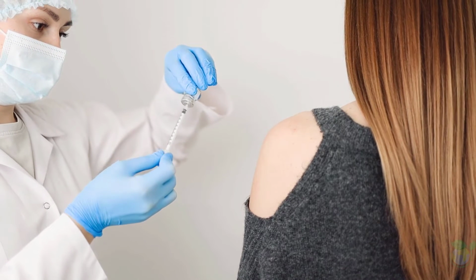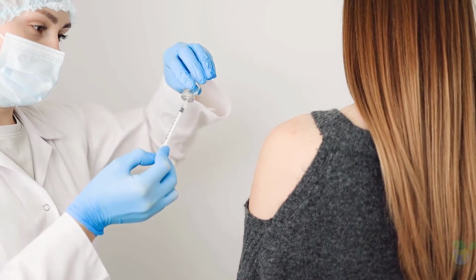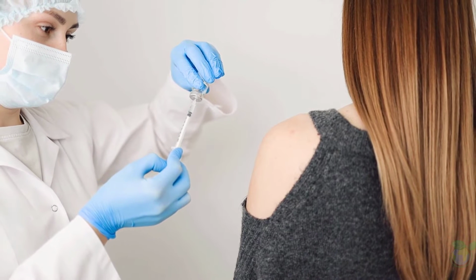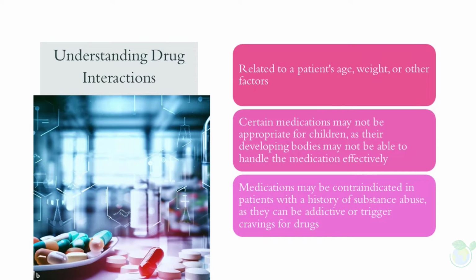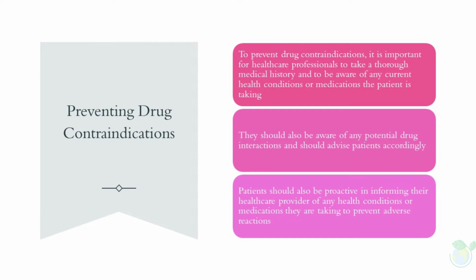Other patient factors. In addition to the above, drug contraindications can also be related to a patient's age, weight, or other factors. For example, certain medications may not be appropriate for children, as their developing bodies may not be able to handle the medication effectively. Similarly, some medications may be contraindicated in patients with a history of substance abuse, as they can be addictive or trigger cravings for drugs.